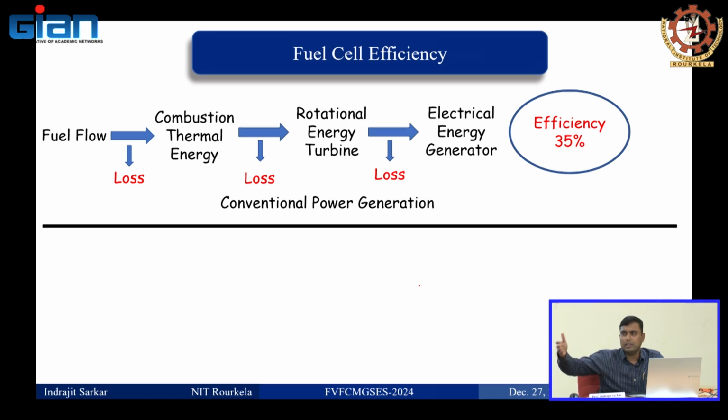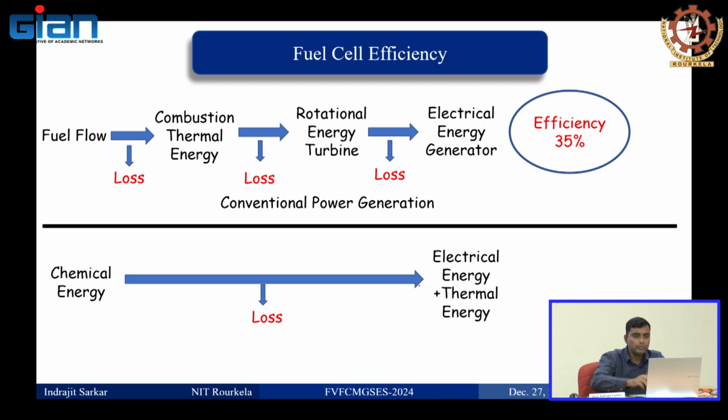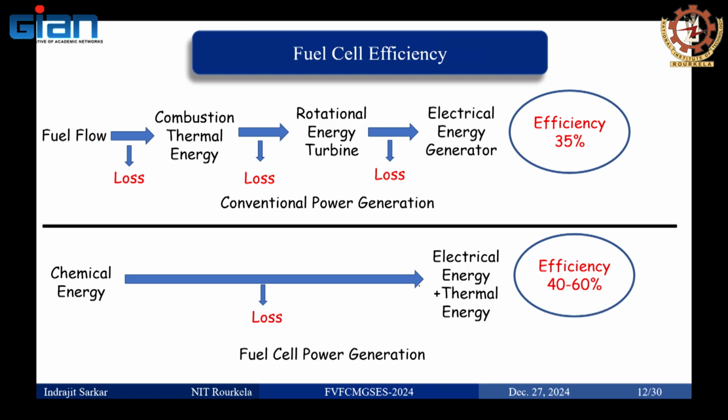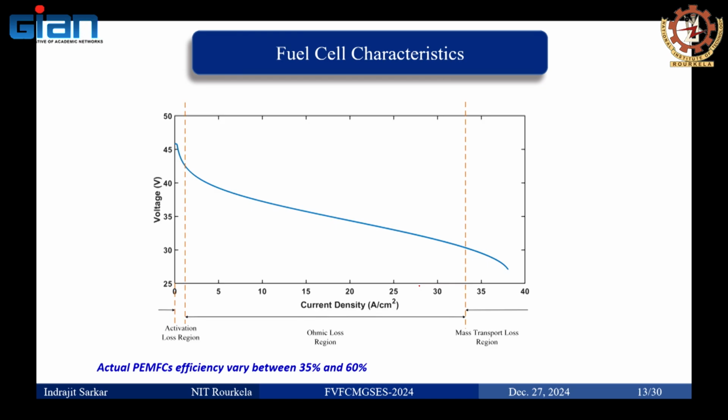Whenever there are multiple stages, definitely your efficiency will come down. Why? Because if one stage has 90% efficiency and you have 5 stages, you multiply 0.9, 0.9, 0.9, so the efficiency subsequently goes down. But in a fuel cell you have only chemical energy, which converts into electrical and thermal energy. So efficiency is 40 to 60% when you consider both electrical and thermal energy. Sometimes there is a need for co-energy generation, where you want electrical energy and thermal energy, and you can utilize both heat as well as the electrical energy.